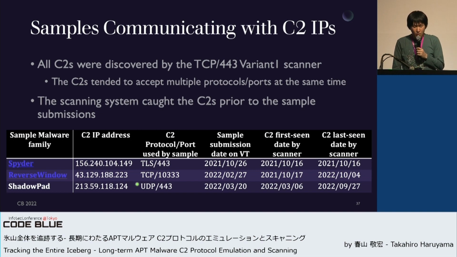And all C2 servers were discovered by the TCP443 variant 1 scanner. And except the Spider case, the C2 servers accepted multiple protocols and ports at the same time. And in all cases, the C2 scanning system caught the C2 servers prior to the sample submissions. This is a big advantage by the C2 scanning research.